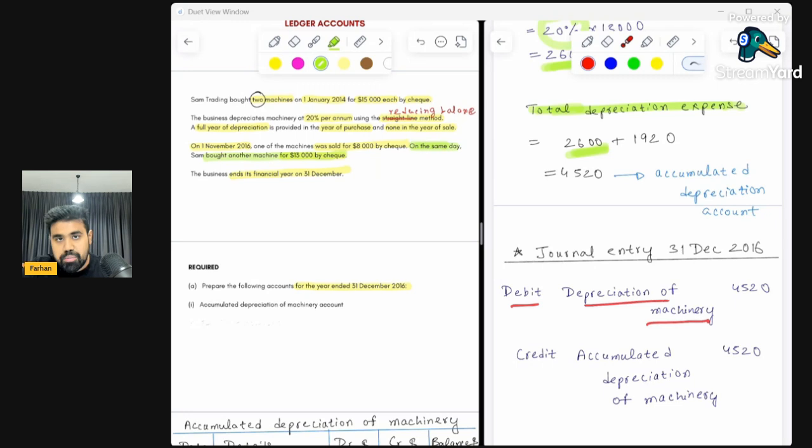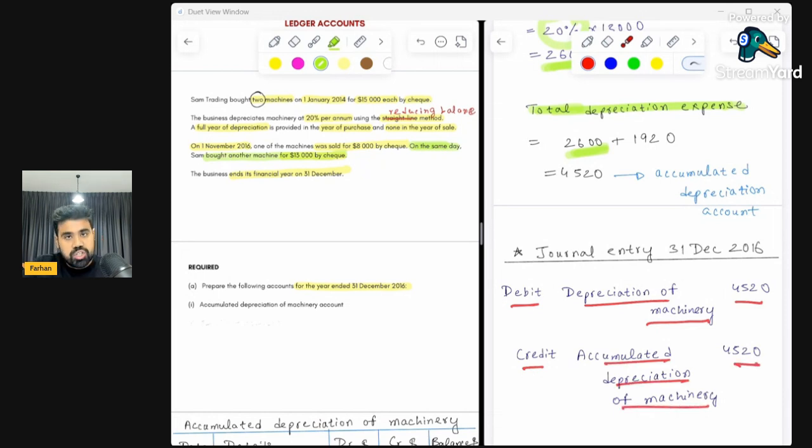So when we're debiting depreciation expense here, our expenses are going up, and expenses by default, when they increase, are always debited. So that's why it makes sense to debit the depreciation of machinery account, which is an expense account. And the amount is $4,520. At the same time, we have to credit accumulated depreciation of machinery account by $4,520.